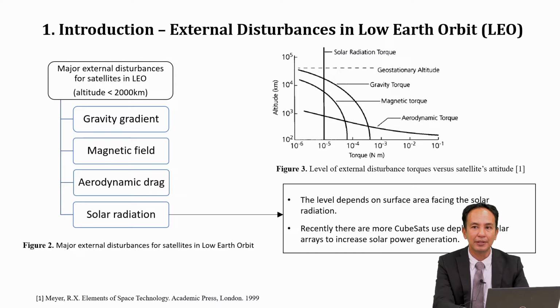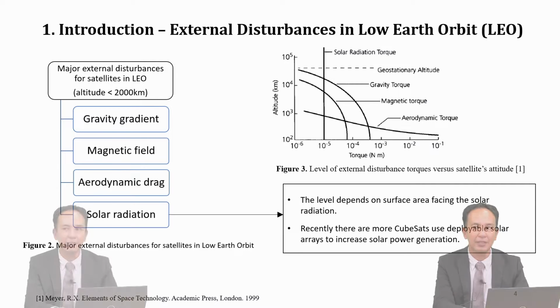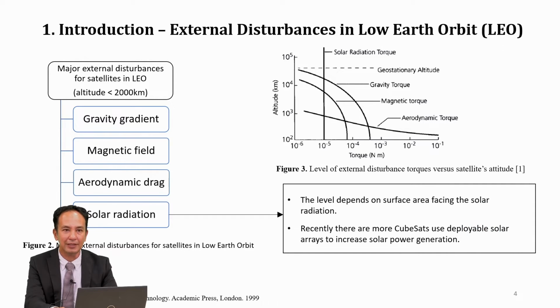In LEO, the main external disturbances for satellites are gravitational gradients, magnetic fields, aerodynamic drag, and also solar radiation. As shown in figure 3, the amount of solar radiation is almost constant around the Earth. However, the force exerted on each individual satellite depends on the surface area facing solar radiation. Recently, since more CubeSats use deployable solar arrays or solar panels to increase solar power generation, there is a need to study the characteristic of solar radiation on those nanosatellites.